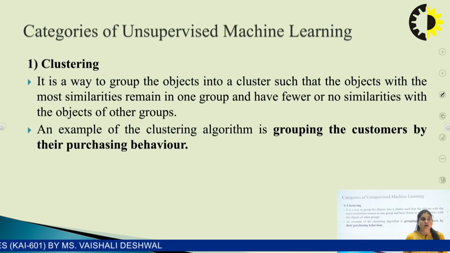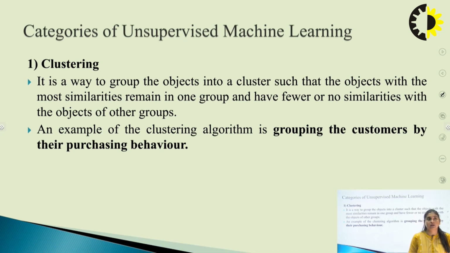Next, we have categories of unsupervised machine learning. Further, there are different categories of unsupervised machine learning also. First is clustering and second is association. So let's discuss clustering. What is clustering? It is a way to group objects into clusters, such that the objects with the most similarities remain in one group and have fewer or no similarities with the objects of other groups.